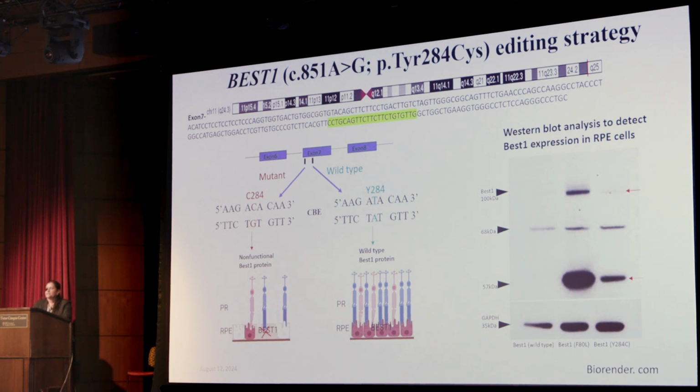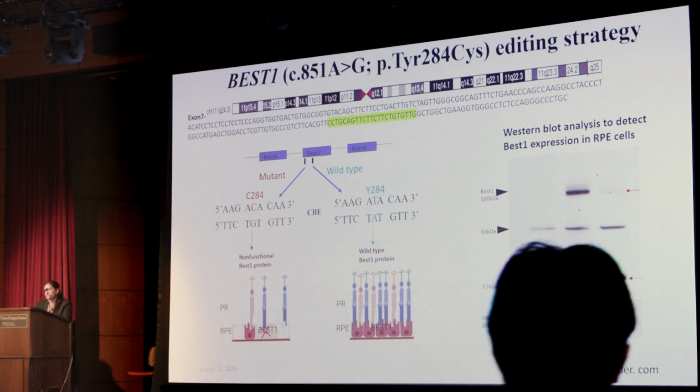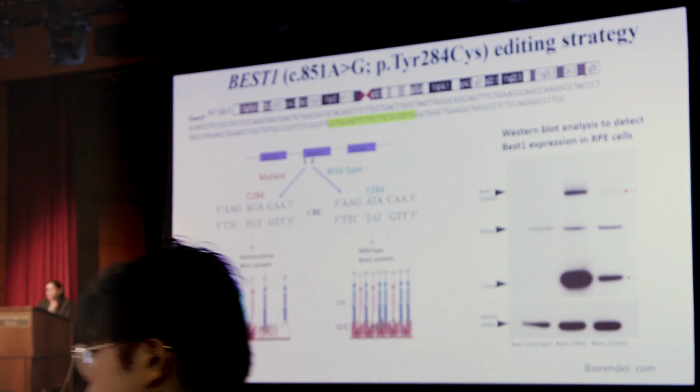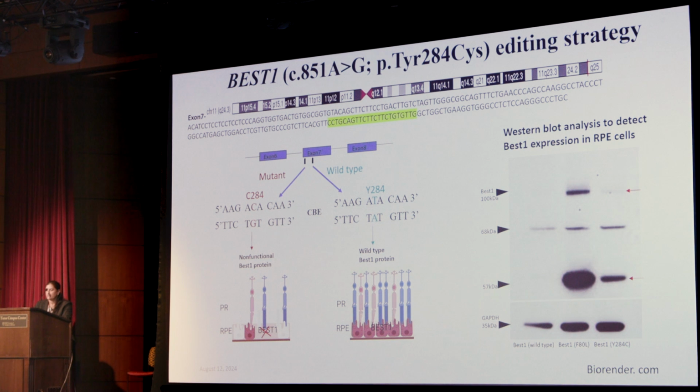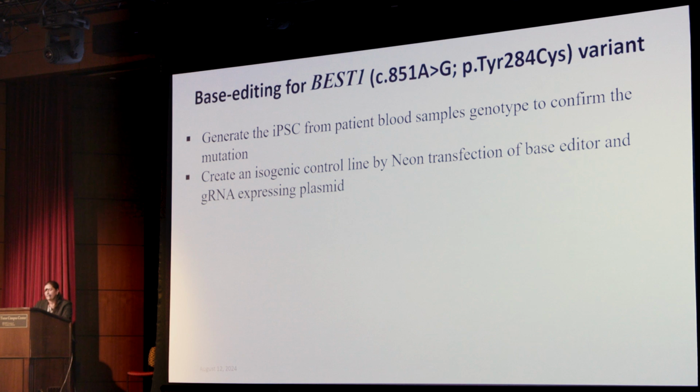Before going further, we checked the expression of BEST1 in the RPE cells to confirm the status of BEST1 in both of these variants, and we used a control line. To our surprise, in both of these variants we see the full-length protein, but at the same time we also see some other transcript variants, and that's also reported, not for this variant, but for some other variants in the literature. So now we know that this strategy can be tried further.